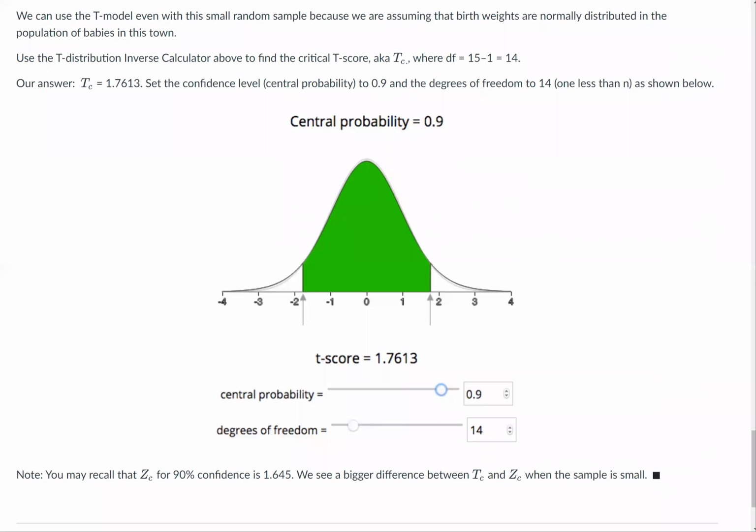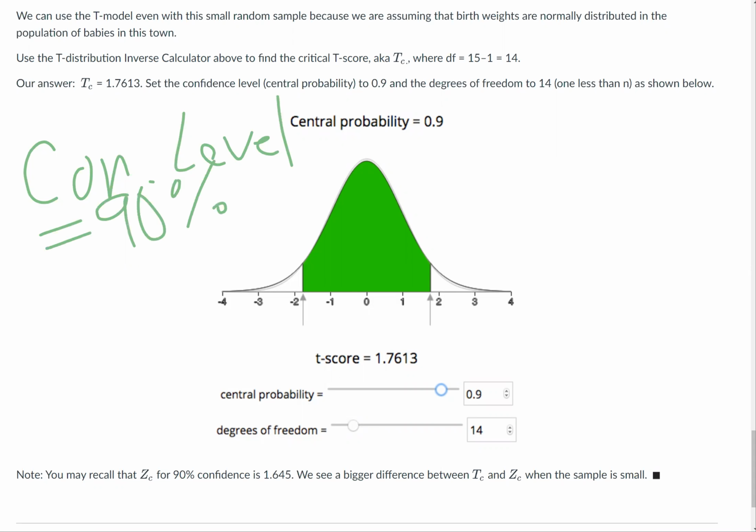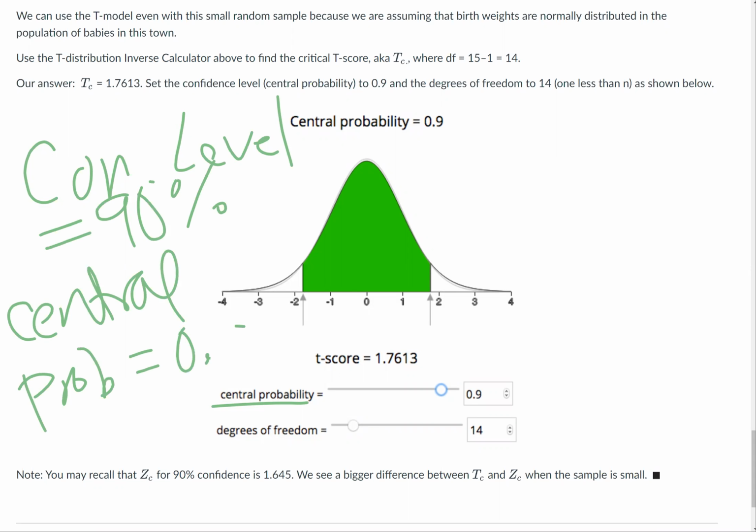So I said that we want a 90% confidence level. Confidence level is 90%. But another way to say that is that we want our central probability to be 90% in decimal form, 0.9 or 0.90, whatever. If it wasn't already at that level, I would change it to that.